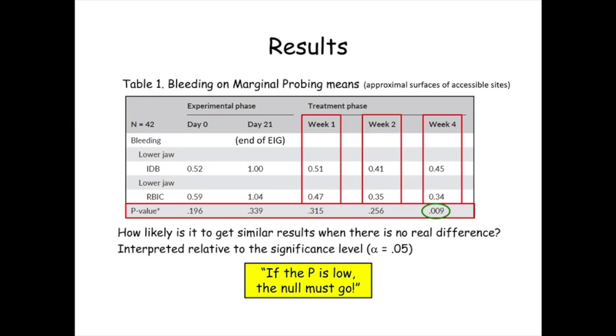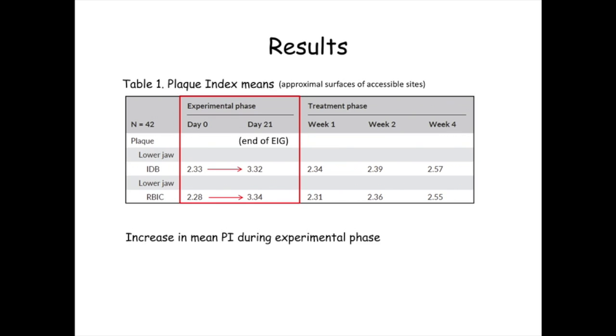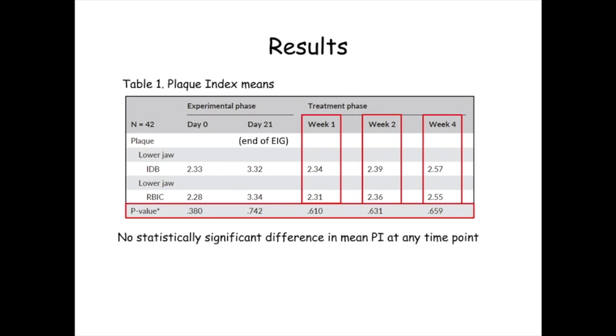If we look across the row for p-values, we see that the only statistically significant difference between treatments occurred at week 4. The second half of Table 1 reports plaque index results. Again, there was an increase from day 0 to day 21, but there was no statistically significant difference between devices at any time point.